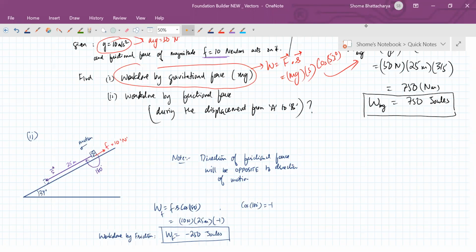Okay, is this done? Is it clear now, Hitanshu? Have you understood both the parts? Om, you have also understood the answer for friction is minus 250.